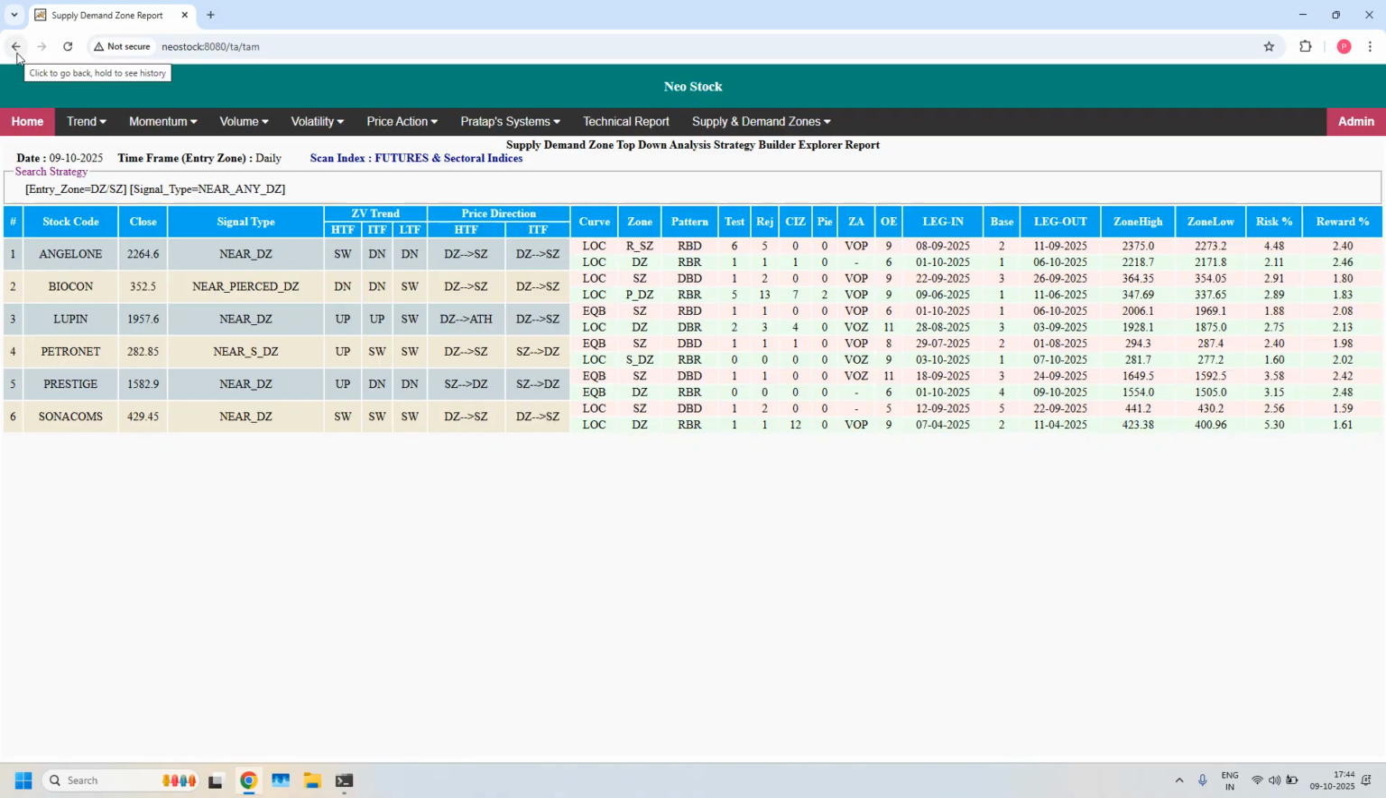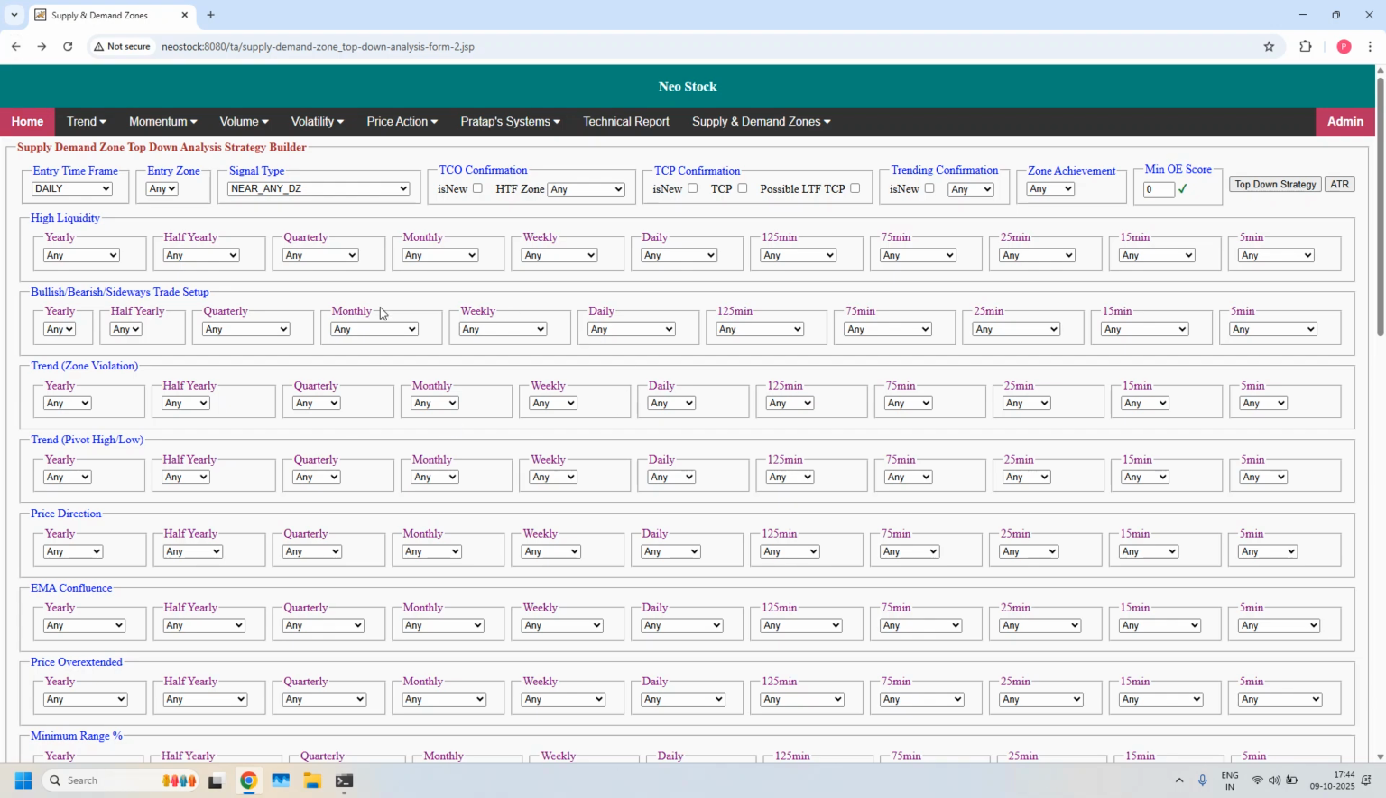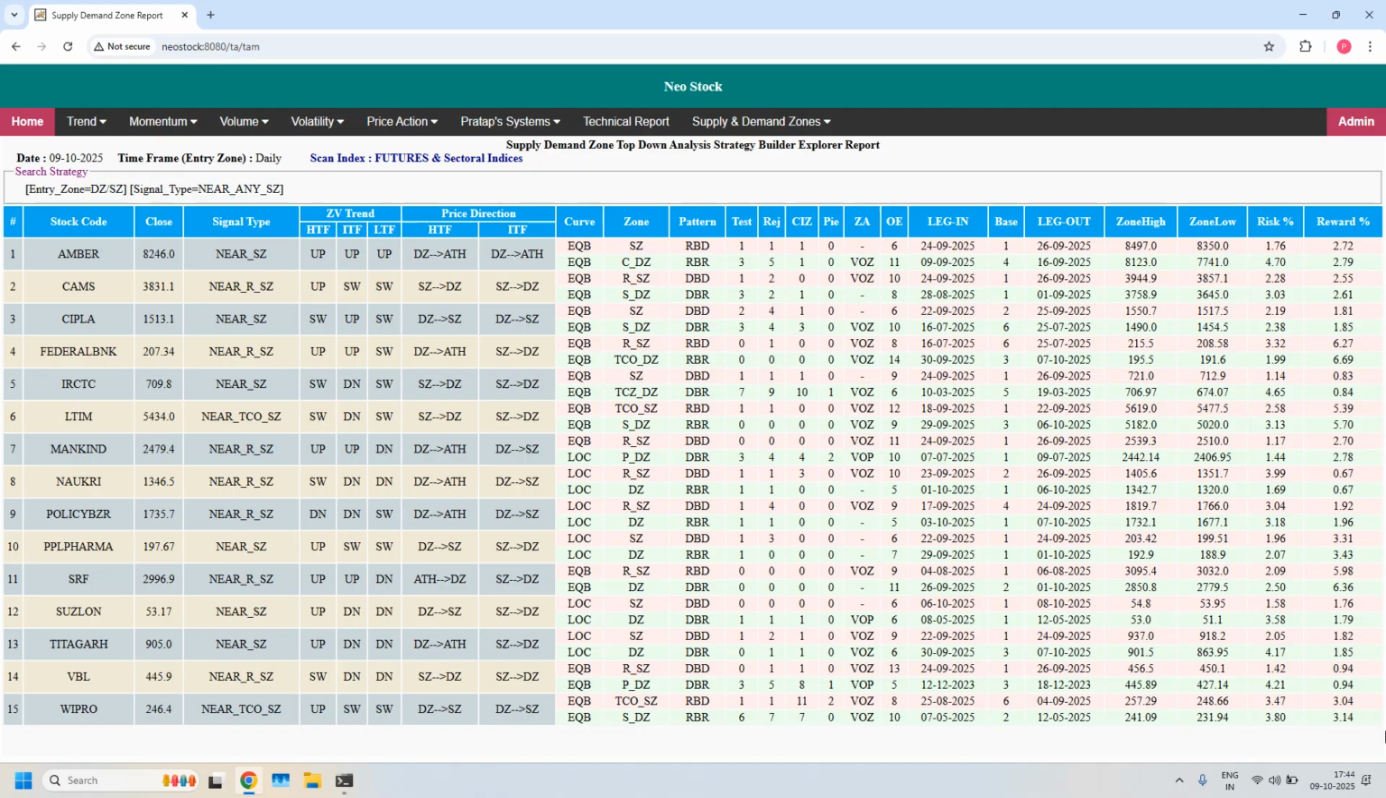Okay, I'm scrolling back. For daily time frame, stocks near the daily supply zone, we got 15 stocks. Let us identify high liquidity daily supply zones from this list. First one is CAMS, daily high liquidity supply zone. It is also having a daily high liquidity demand zone.